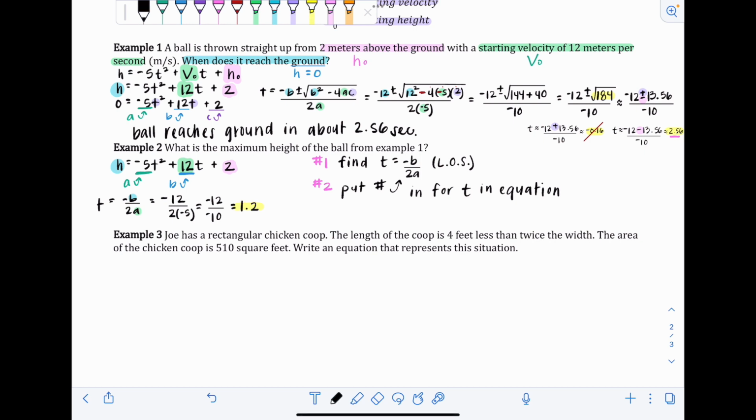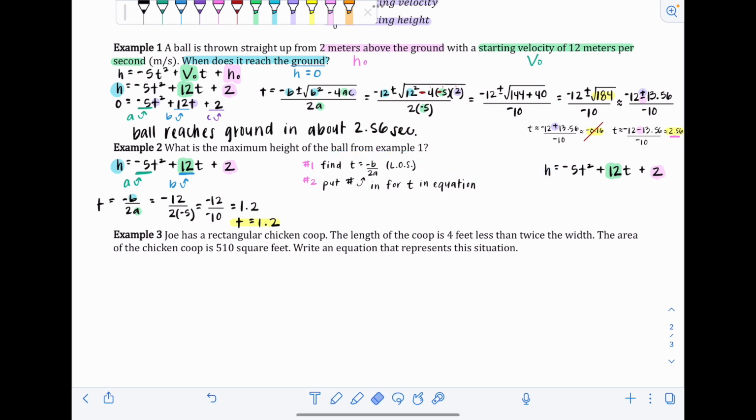So t equals 1.2, that's the time it takes before the ball reaches its max height. And then to find the actual max height, we have to take that 1.2 and put it into the equation where t is. So I'm going to shrink this down a bit just so I have some more space.